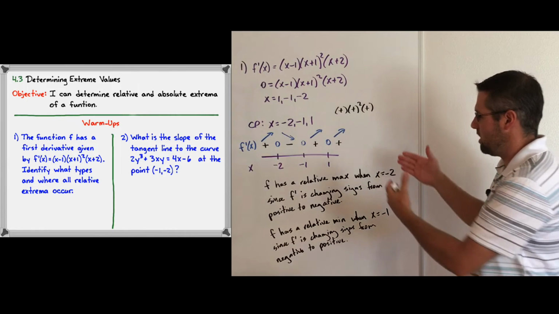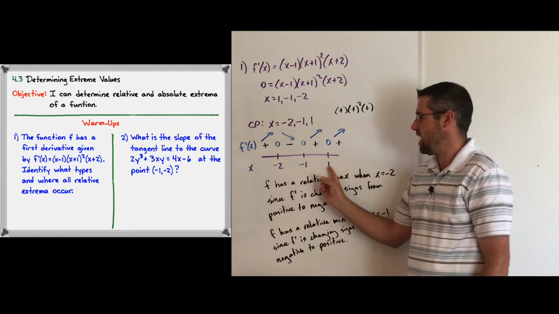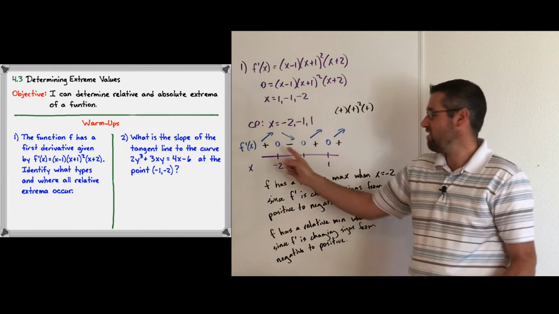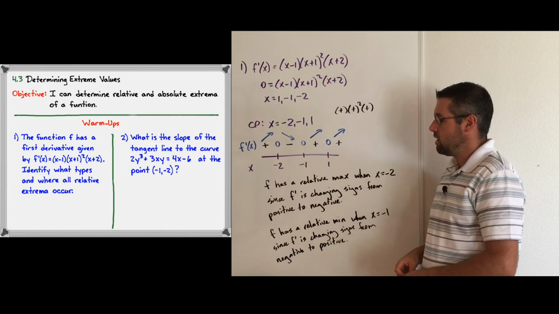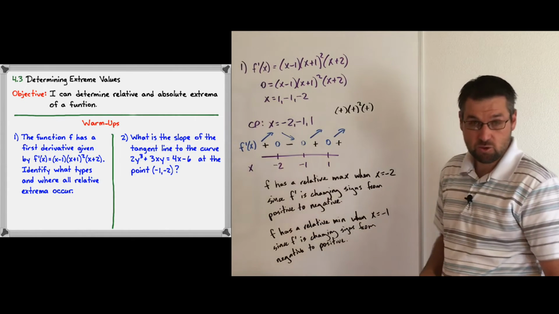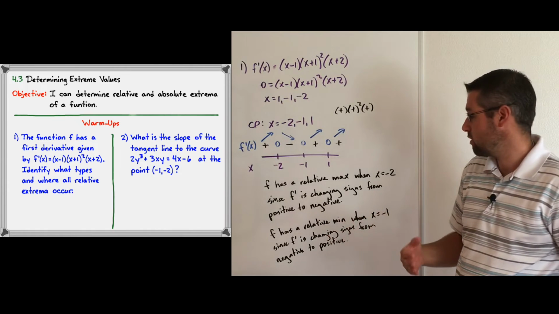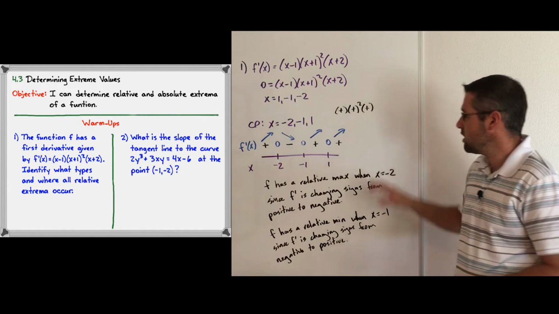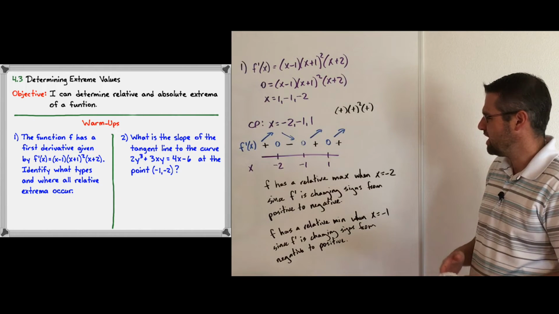So if we want to make another conclusion here, we can say f does not have a relative extrema at x equals 1, since f prime does not change signs. Okay? So again, for f to have a relative extrema, f prime has to change signs from one to another either way. This is a huge part, especially the justification, this is a huge part of getting a good score on the AP exam.